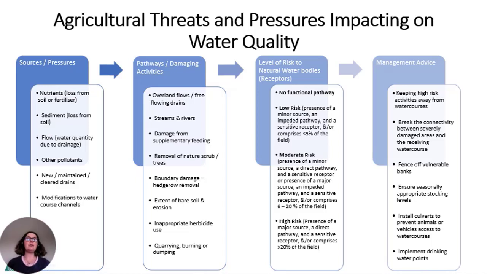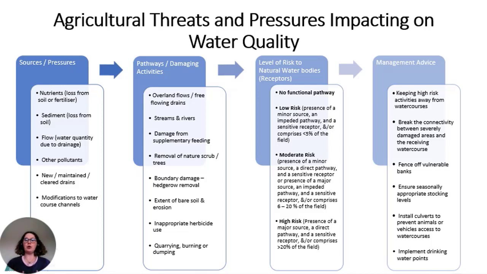And a really good example of that would be making sure there is no supplementary feeding occurring beside sensitive water bodies. Breaking the connectivity between severely damaged areas and receiving water bodies. Again, fencing is an easy win here, but then building that up to maybe a hedgerow, riparian buffer zone, wetland areas is really valuable.